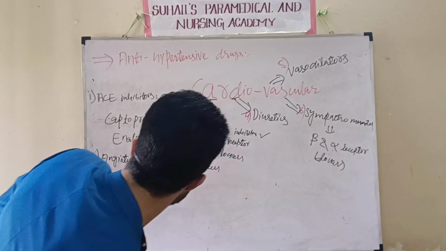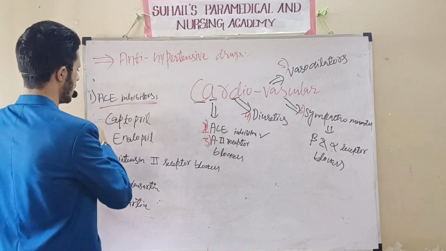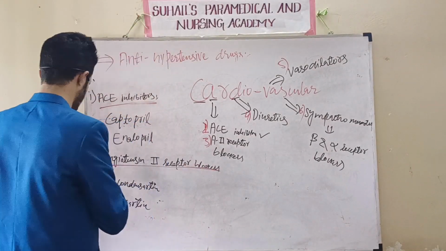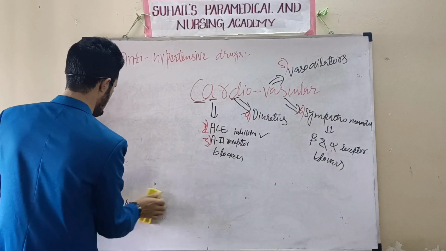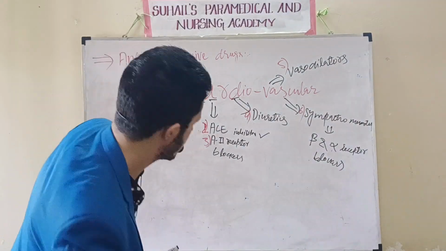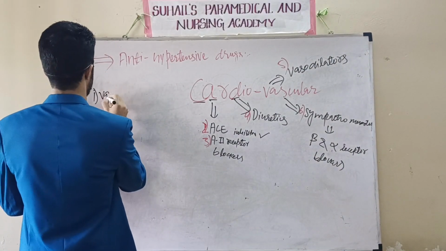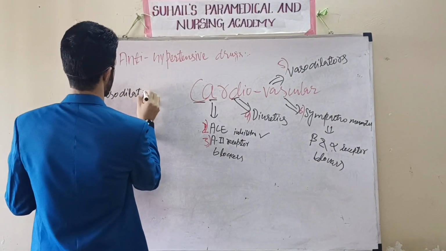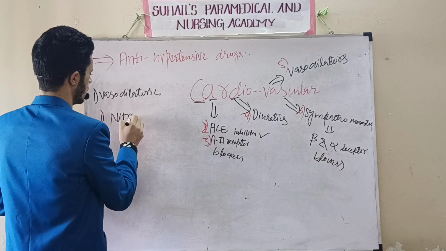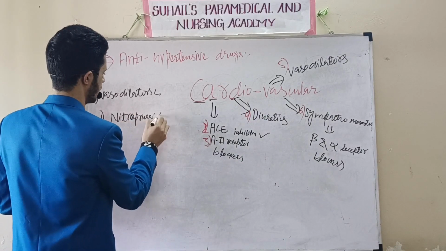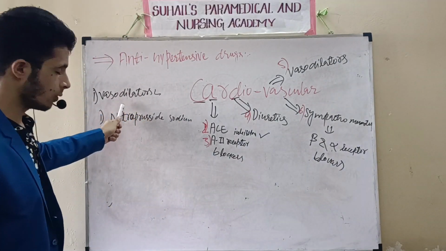This was all about the ACE inhibitors and angiotensin second receptor blockers. Now I will move to the next classification. What is the other classification that is remaining? Vasodilators. What is the example in the vasodilators? You can remember nitroprusside sodium. Nitroprusside sodium comes under the vasodilators.